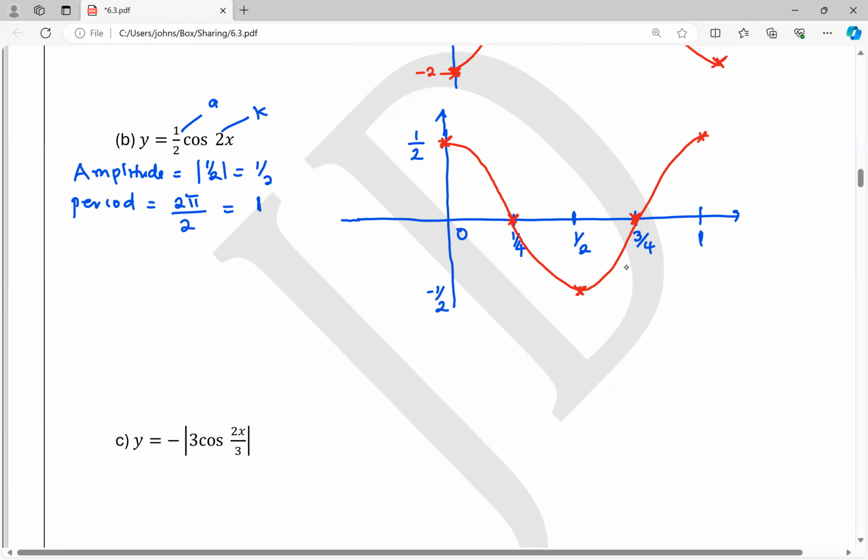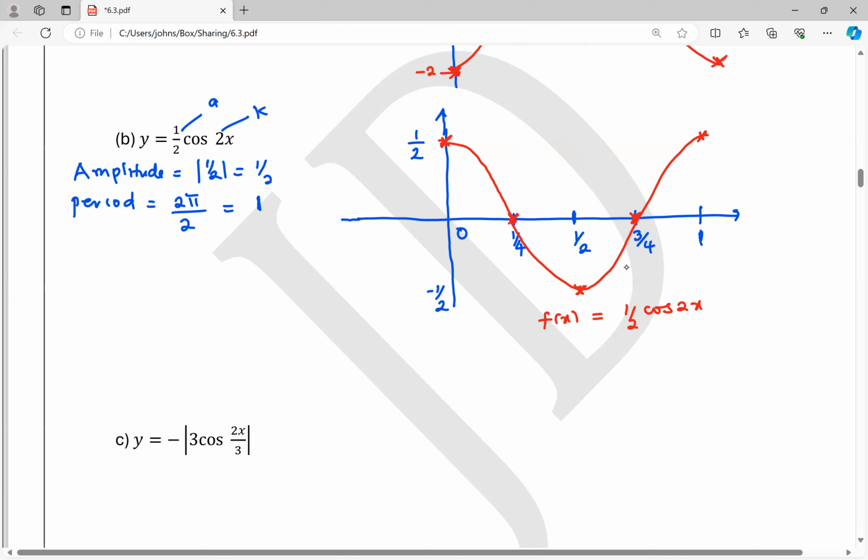Now you can always check, after plotting your graph, to see if your graph is correct or not. For example, now let's just test one value. This is half. Remember, what is your y? You can say your f of x, or you call it your y. Your f of x is what? Is half cosine of 2x, right?